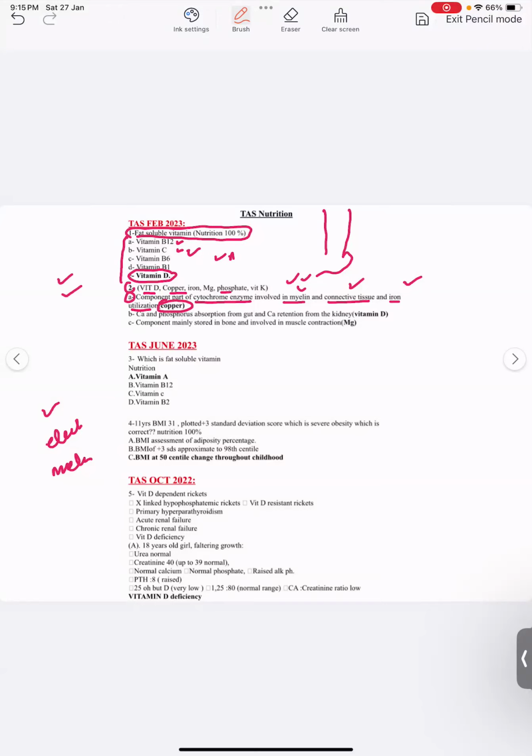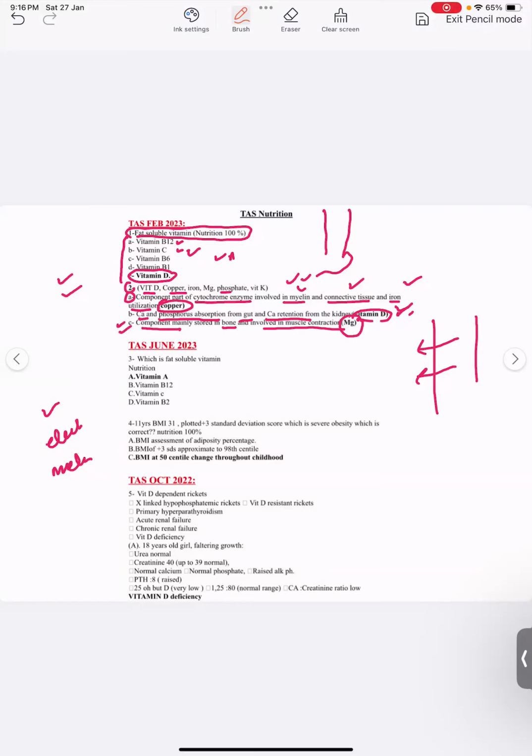Okay. The next question, calcium and phosphorus absorption from the gut and calcium retention from the kidney. That is the vitamin D. Any ambiguity in this question? Vitamin D is going to increase the reabsorption of the calcium and phosphorus. We have discussed that from the GIT and from the kidney. This is the role of the vitamin D, right? Next, component mainly stored in the bone and involved in the muscle contraction. We also have discussed that. That is your magnesium, right? Okay.